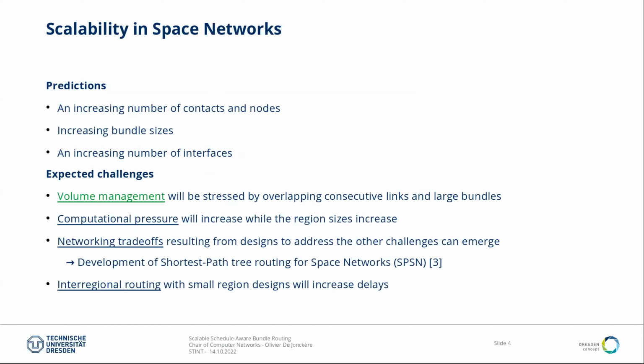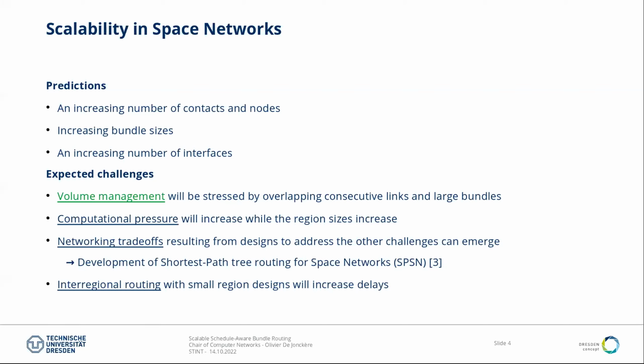First, some predictions. We can expect an increasing number of contacts and nodes in the future, as well as an increasing size of the bundles with large science data, and also a means to reduce the layer overhead. We can also expect an increasing number of interfaces with some dedicated relay nodes, and we might want to have simultaneous long and short range communications. So that also comes into play.